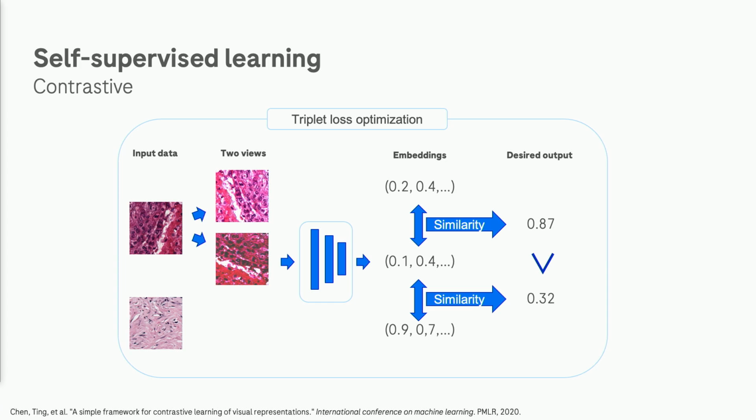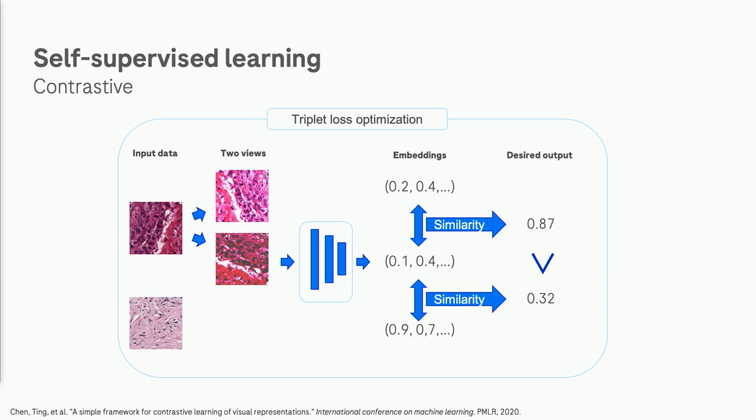Then you ask your model to generate embeddings, representations for those. And you also ask your model to make the embeddings of the positives closer together and the embeddings of the negatives farther apart. So in this way, you ask your model to learn to be invariant to these augmentations, these transformations. And this works pretty well.